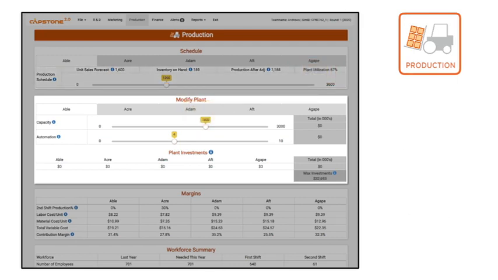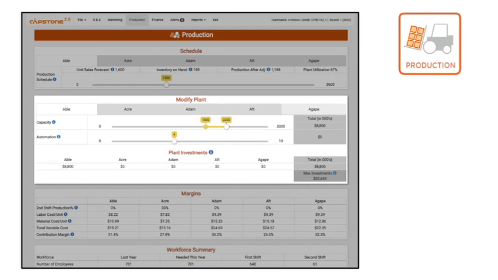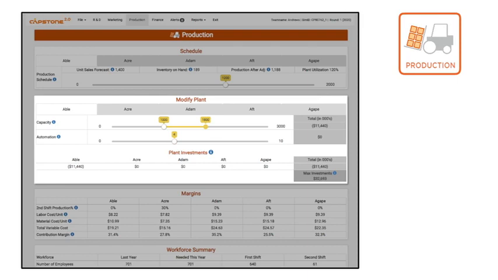You can also buy and sell capacity. New capacity is paid for this year, but will not be available until next year. Production should be prepared to fulfill marketing's forecasts, so it's important to anticipate product demand for the future. When capacity is sold, the equipment is removed immediately and money from the sale is available right away. Production at this point will be limited to the updated capacity.